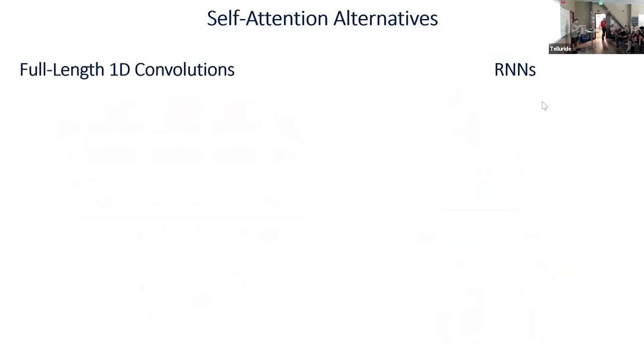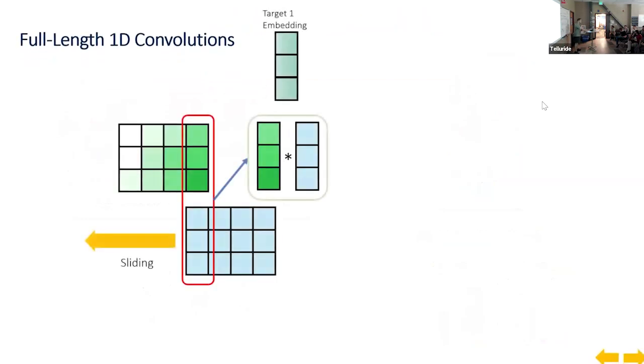Now, we're trying to think, what are the alternatives to self-attention? Let's take these four components and smush them together. What do people do? Full-length 1D convolutions and RNNs seem to be what most people have done in the past couple of years. So let's take a look at what full-length 1D convolutions are.